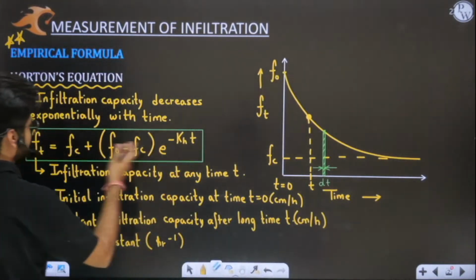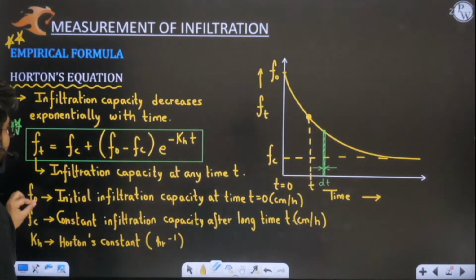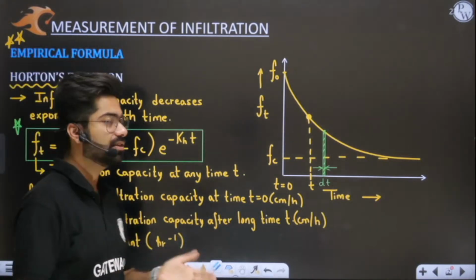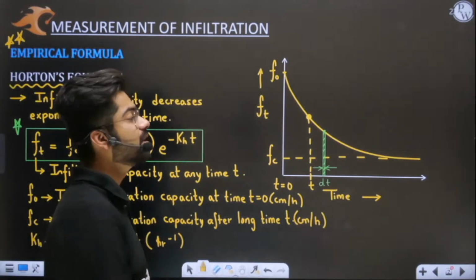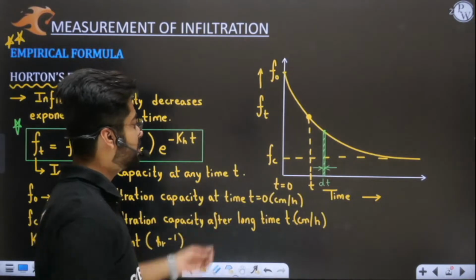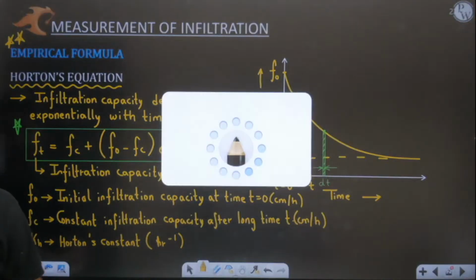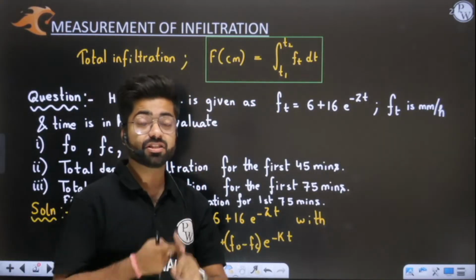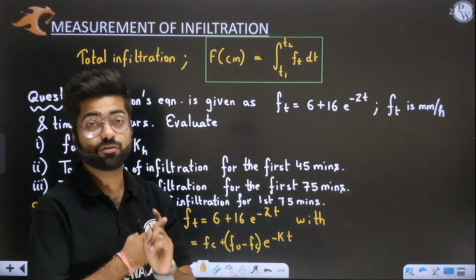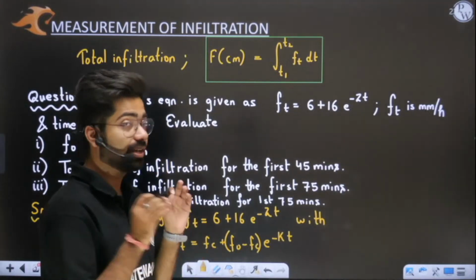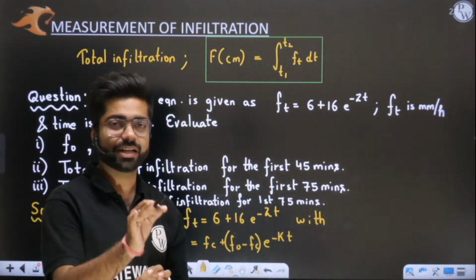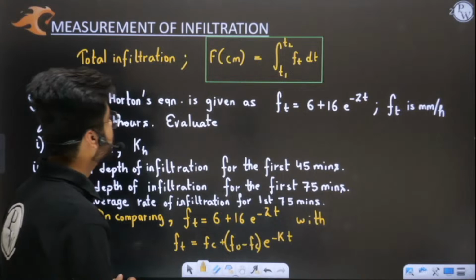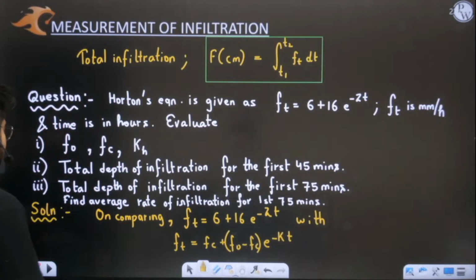Horton's equation is the simple equation with which we can find infiltration capacity at any time t. Basically, infiltration capacity at any time t decreases exponentially with time. And the most important thing is the total depth of infiltration, which has been asked in examinations many a time. Tricky questions have also been asked, so we will solve some great questions which have been asked in your GATE examination today itself.